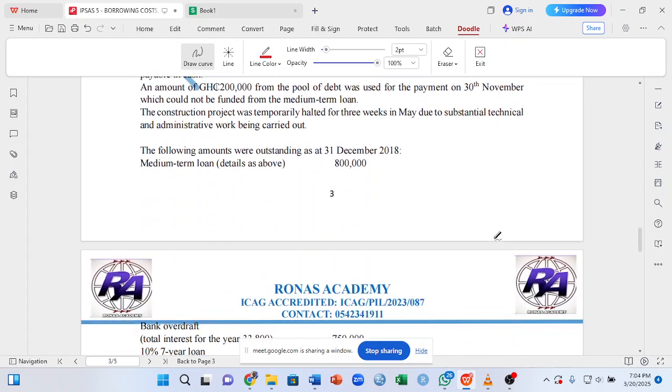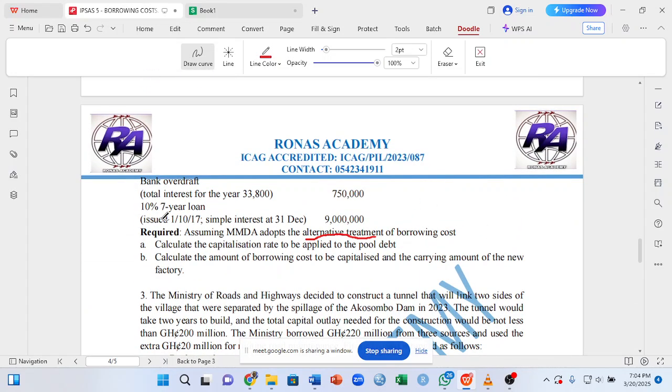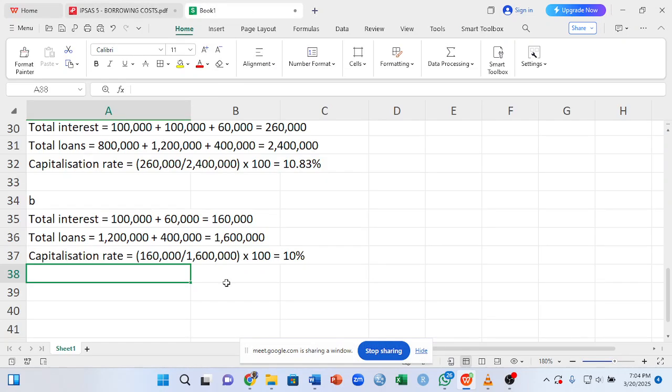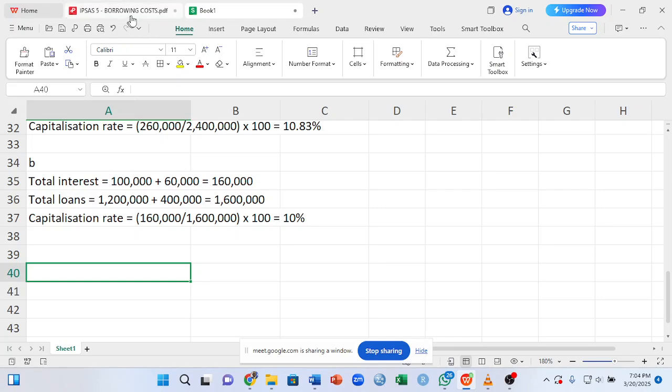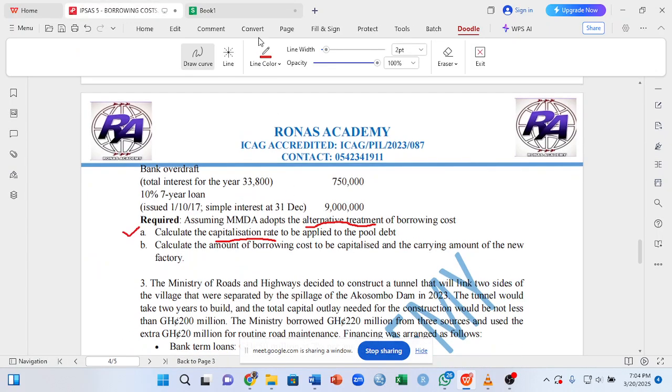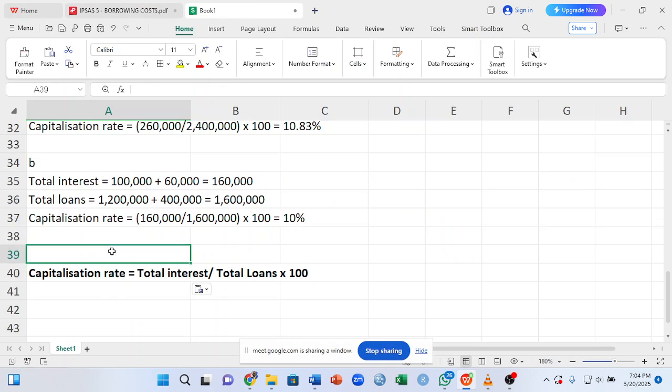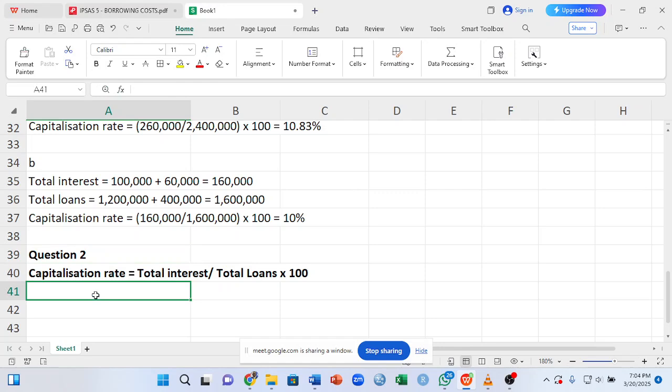Yes, boss. So when it comes to this, let's go by our requirement so that we don't deviate. Requirement A is saying that we should calculate the capitalization rate. And you should know that we only calculate the capitalization rate when we are dealing with general borrowing. So A is telling us to calculate the capitalization rate that we use for the general borrowing. So we'll come here, first things first, you bring your formula. That was question 2, yeah. So first things first, we bring the formula.